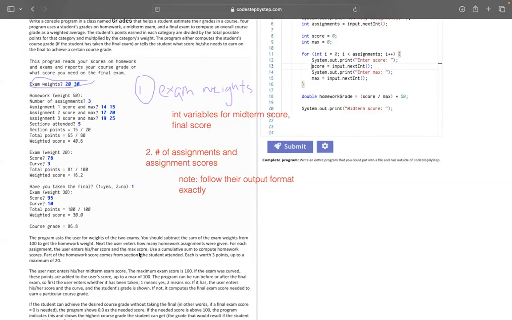And other than that, the for loop looks really good. The assignments, you're running it assignment number of times, which is really good.